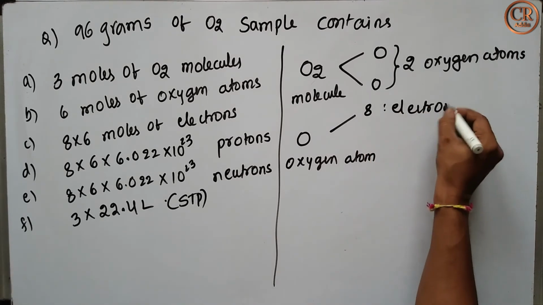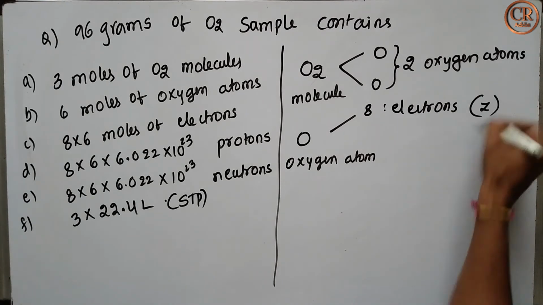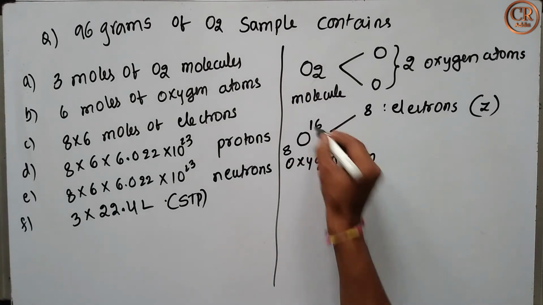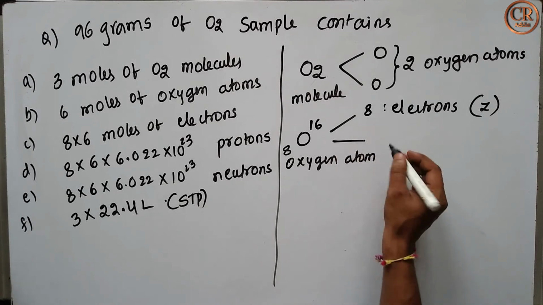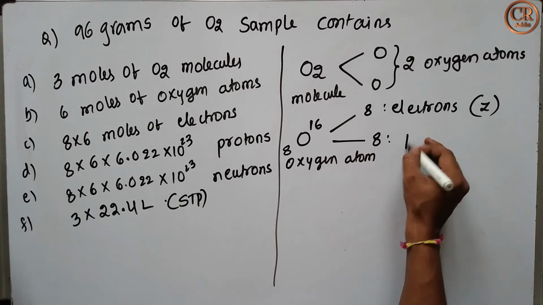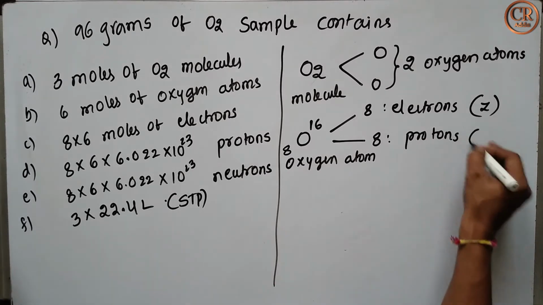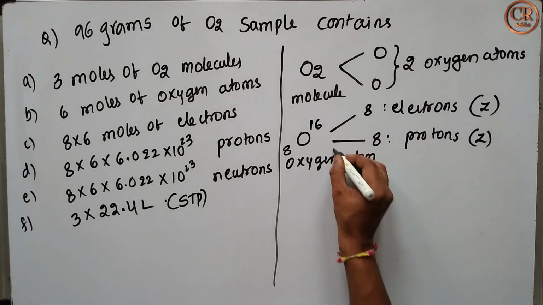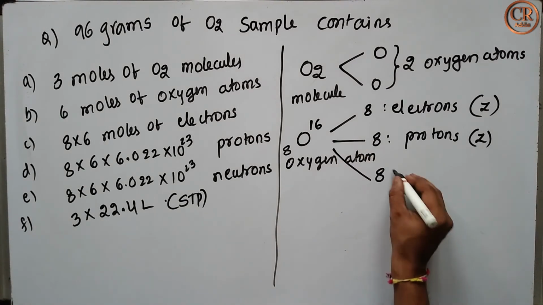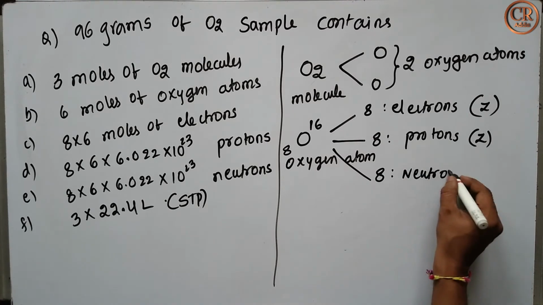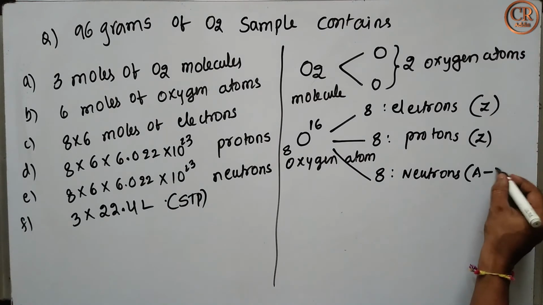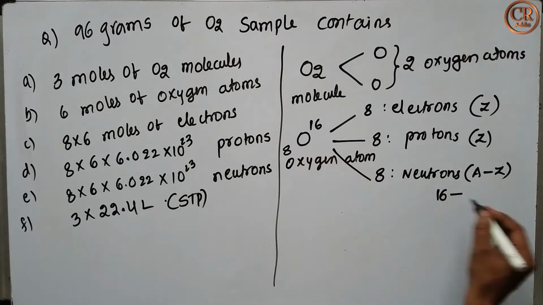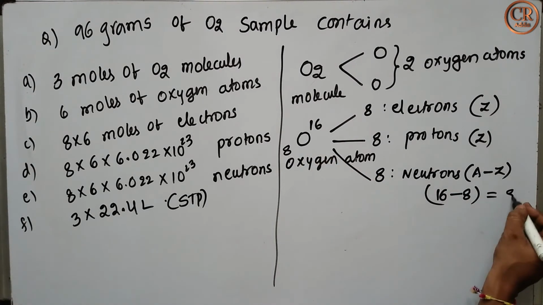Each oxygen atom has 8 electrons. Why does it have 8 electrons? Because the number of electrons is equal to its Z. What is Z of oxygen? 8. What is atomic mass here? 16. Now this one oxygen atom has 8 protons. The number of protons in a neutral atom is also equal to Z. Then each oxygen atom has 8 neutrons. How do we calculate neutrons? Simple, atomic mass minus atomic number. Here atomic mass is 16 minus atomic number 8, which is equal to 8.